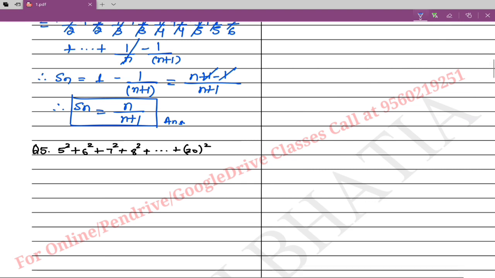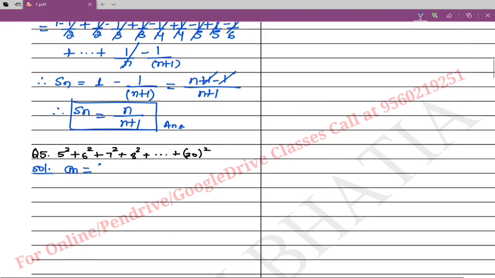Let's find that value. Given the pattern, a_n: the first term is 5 square, that means for the first term n equals 1, and if you follow the pattern, 4 is added, then whole square. For 6 square it would be (2 plus 4) whole square. For 7 square, that means the third term, it is (3 plus 4) whole square. For the fourth term it's (4 plus 4) whole square. For the fifth term it would be (5 plus 4) whole square, and so on. So a_n is (n plus 4) whole square.